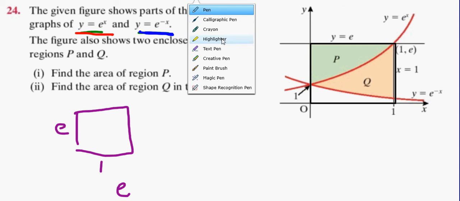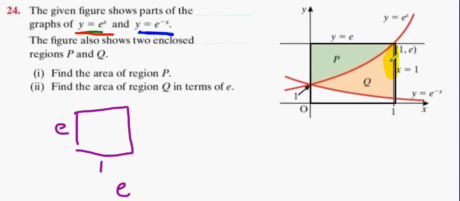Now what can I do then? What's the area underneath the top curve if I pin it against the x-axis? Just stay with me for 1 second. How do I get that area? What do I need to take away? Integral from 0 to 1, e to the x, dx. Not so bad anymore, is it?